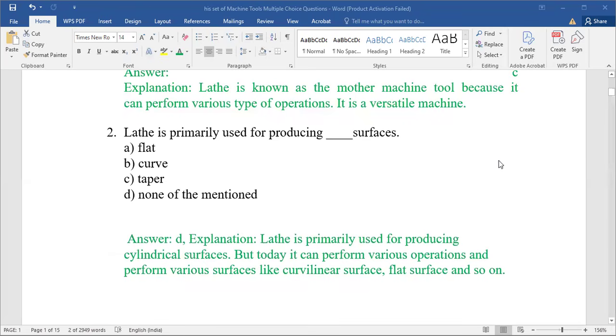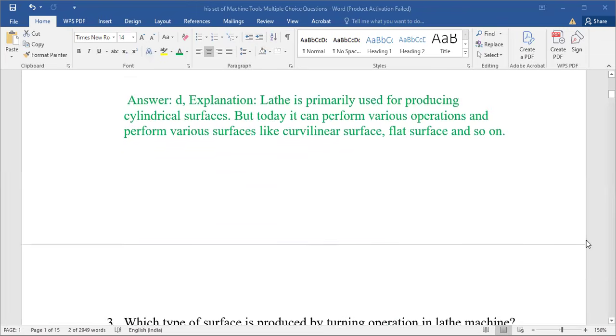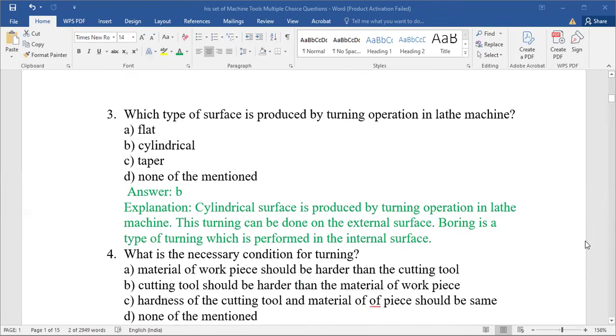Explanation: lathe is primarily used for producing cylindrical surfaces, but today it can perform various operations, plain turning, taper turning, facing, and produce various surfaces like curvilinear surfaces and flat surfaces, and so on. Next, I will go for the third question.